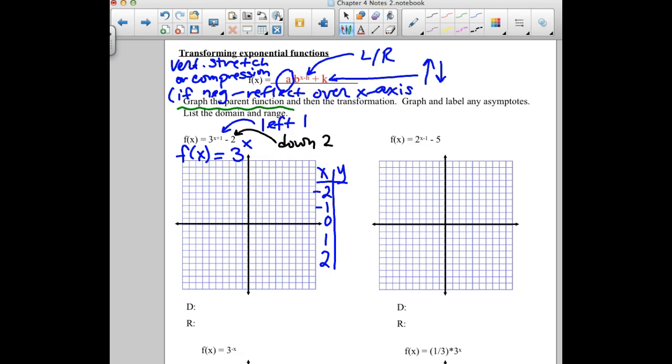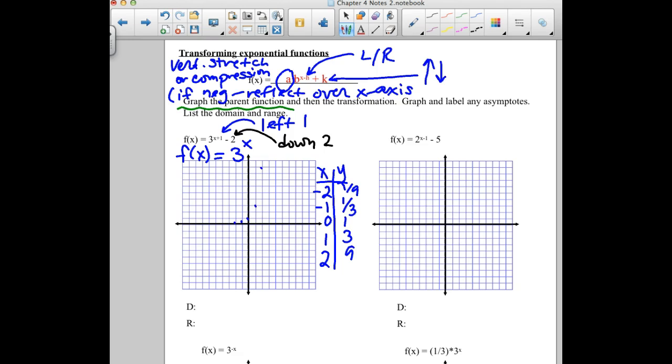3 squared would be 9. 3 to the first is 3. 3 to the 0 is 1. 3 to the negative 1 flips it over, makes it 1/3. A negative 2 exponent is going to flip it and square it to be 1/9. So let's plot those points. Negative 2, 1/9; negative 1, 1/3; 0, 1; 1, 3; and 2, 9.